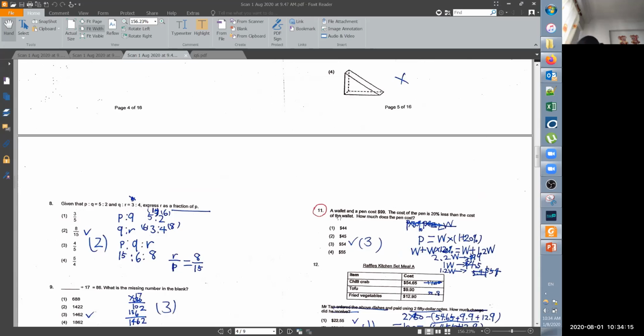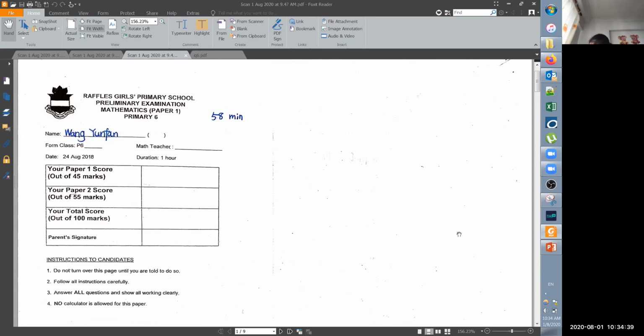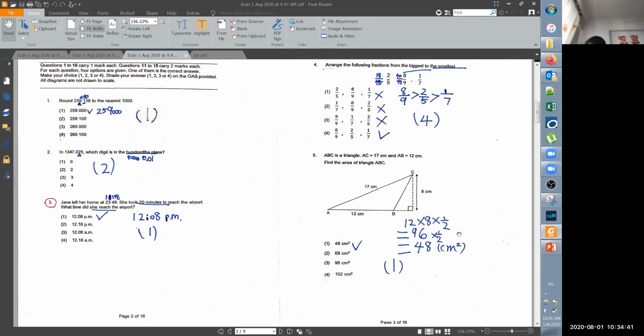And this one, 11. A pen is generally less costly than the wallet, but your equation here says the pen is more expensive than a wallet, so it does not make sense. You just have to use common sense here, and you will know that this equation is not correct. So 2 marks, very, very careless mistake.